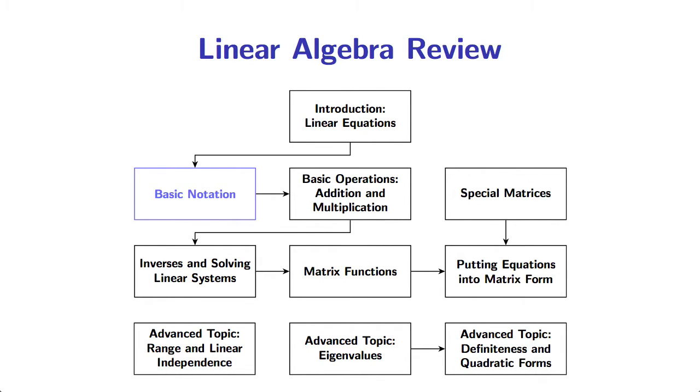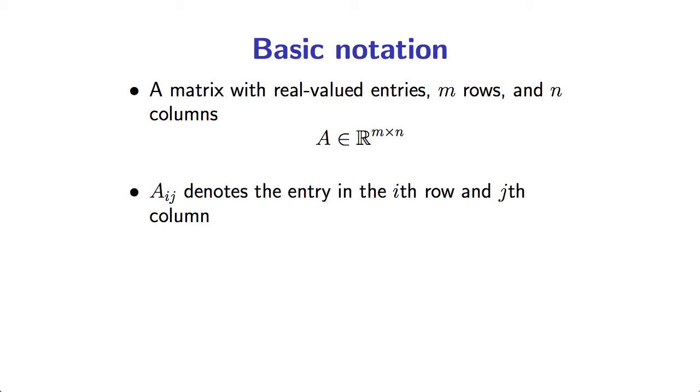Let's talk now about some basic notation and how we write matrices and vectors. To start off with, a matrix with real valued entries, m rows and n columns, is written like this. We say A is in R to the m by n. This means A is a matrix with real values with m rows and n columns.